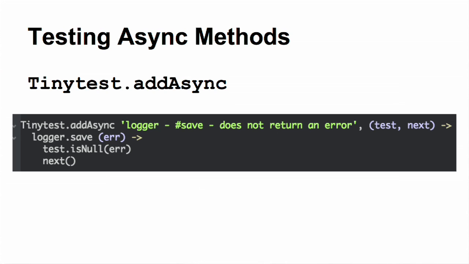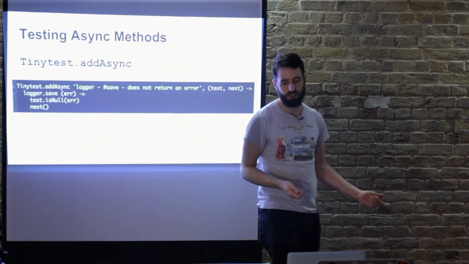Cool. And there's also the add async method. So there's only two methods on Tinytest, add and add async. And add async is for testing asynchronous things. And basically, you get a next object as well, and you just call next when you finish making all your assertions.